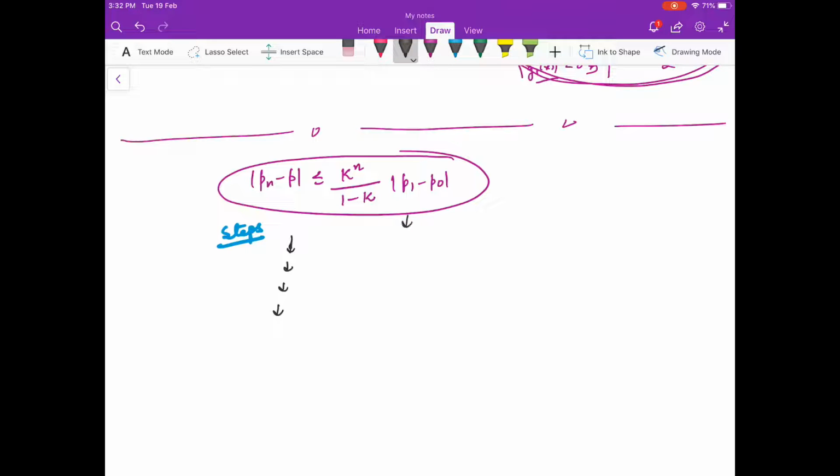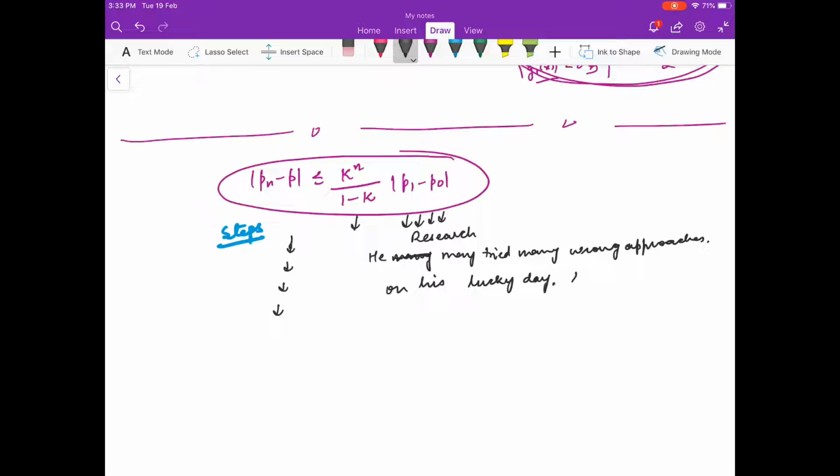So the thing is, when somebody proves a result, for example, some researcher doing research, he is spending many days or maybe months or years to come up with a particular result. So he may have tried many wrong approaches. And on his lucky day, he comes up with a proper sequence of steps that gives you the proof.